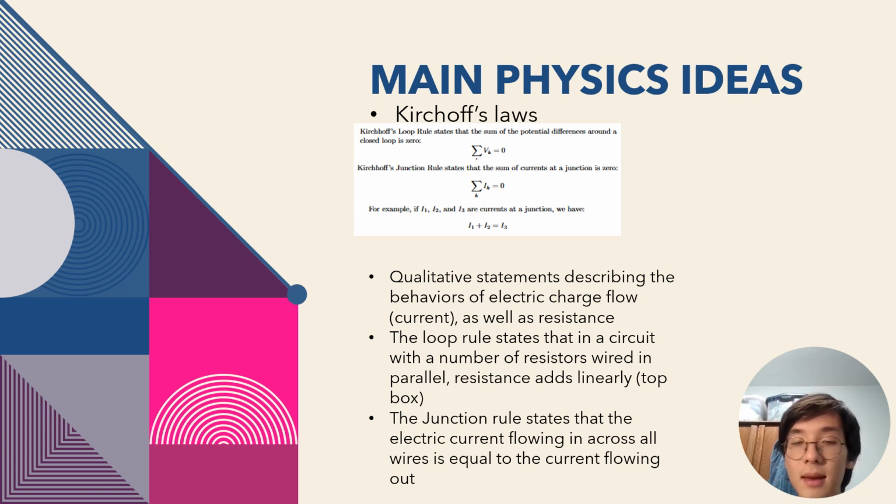So the main physics idea we need to take that's derived off of the basic current flow idea are Kirchhoff's laws. Kirchhoff's laws are qualitative statements describing the behaviors of electric charge flow in a circuit. The loop rule states that in a circuit with a number of resistors wired in parallel, resistance will add linearly, while the junction rule states that the electric current flowing in all wires into a junction needs to equal the current flowing out of that junction.